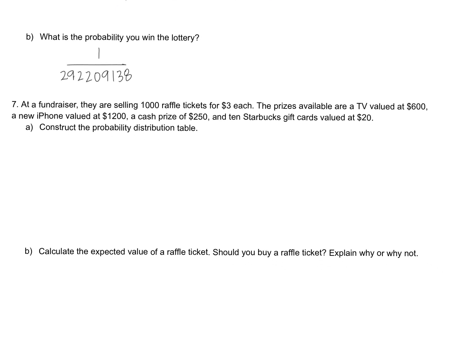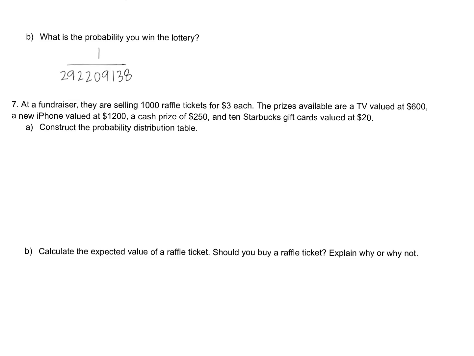Next one we have that at a fundraiser, they're selling 1,000 raffle tickets for $3 each. The prizes are a TV valued at $600, a new iPhone valued at $1,200, a cash prize of $250, and 10 Starbucks gift cards valued at $20. We want to construct the probability distribution table.